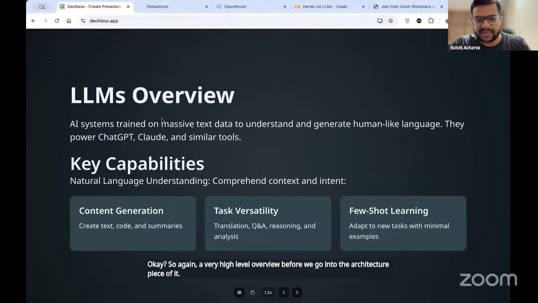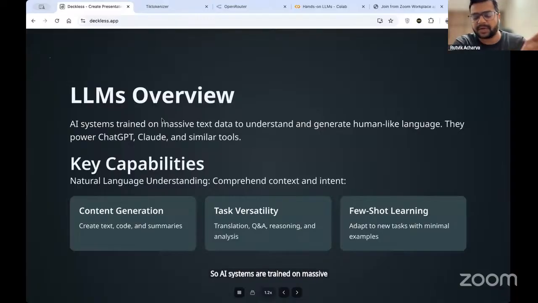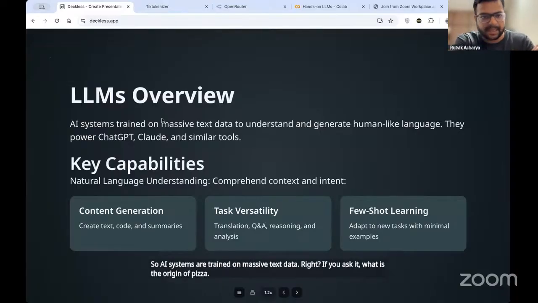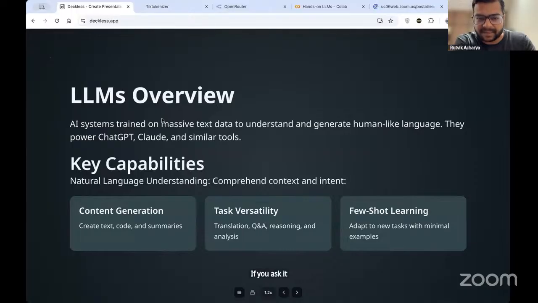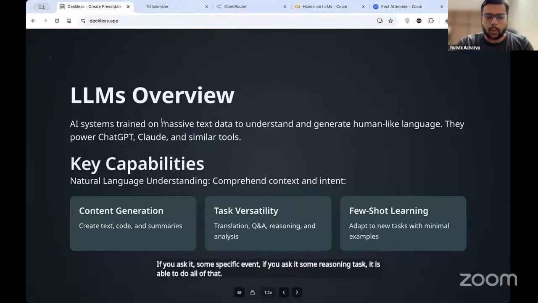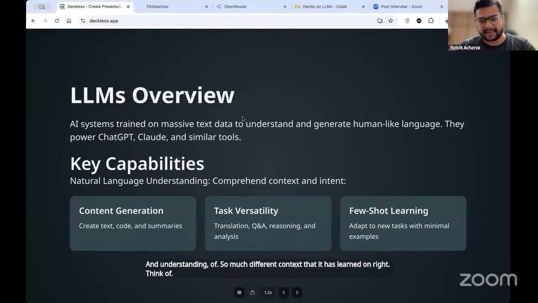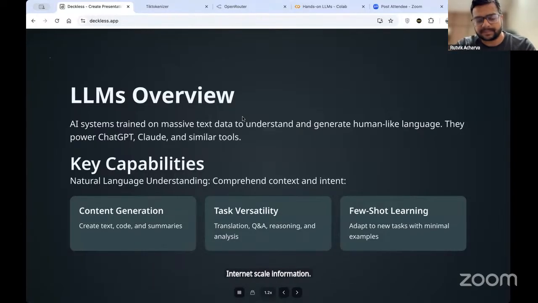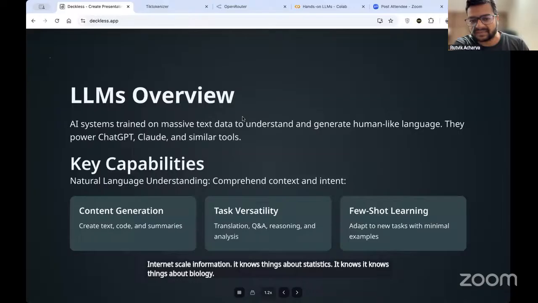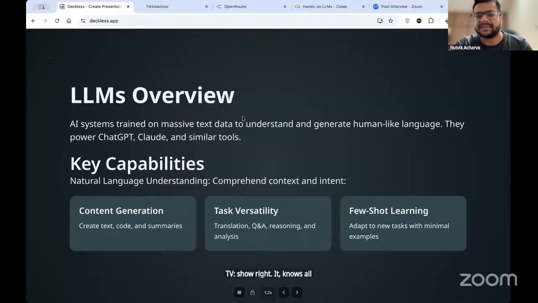So AI systems are trained on massive text data, right? If you ask it, what is the origin of pizza? If you ask it some specific event, if you ask it some reasoning task, it is able to do all of that. It is only able to do it because it has an understanding of so much different context that it has learned on, right? Think of internet scale information. It knows things about statistics. It knows things about biology. Maybe it also knows things about your favorite TV show, right? It knows all of it because it has seen that data.